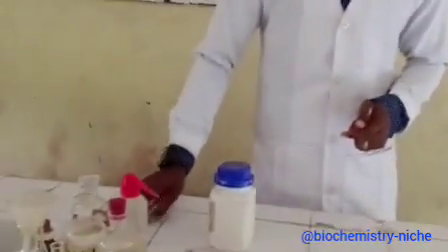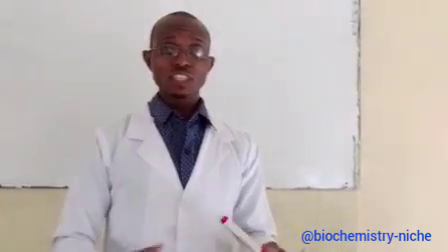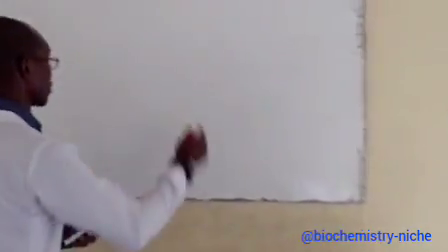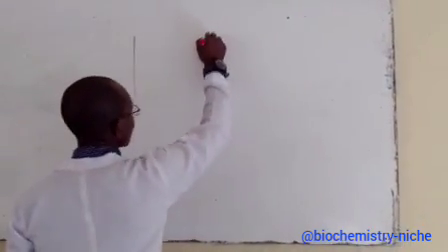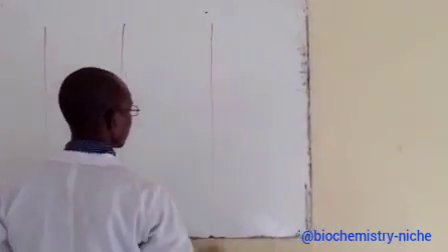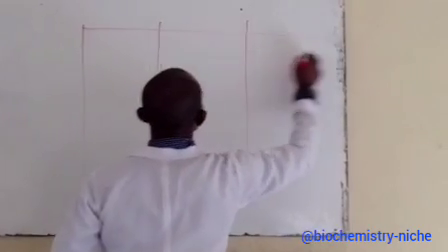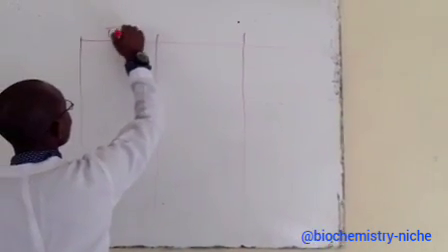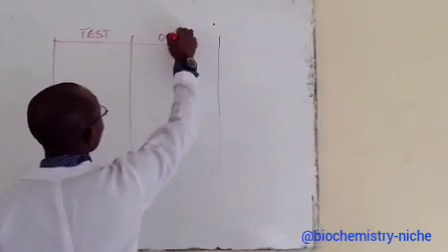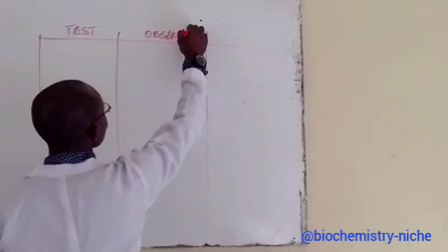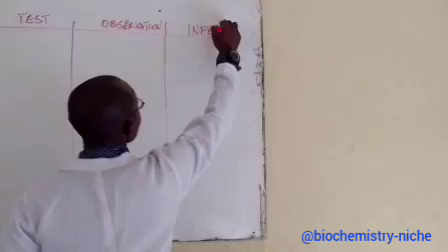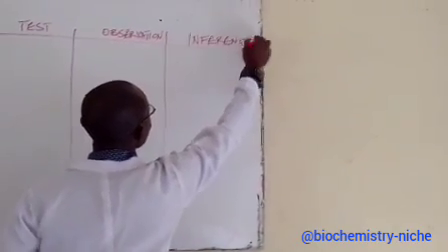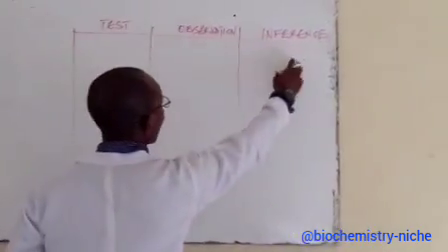First and foremost, I need you to understand that there is a way to prepare your table. The table for salt analysis is done this way. We have something that looks like this. Here we have test. Here we have observation. And here we have inference. That is what we have here. We have the test, observation, and inference.